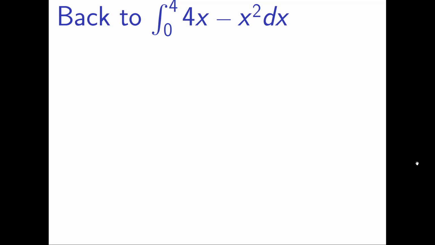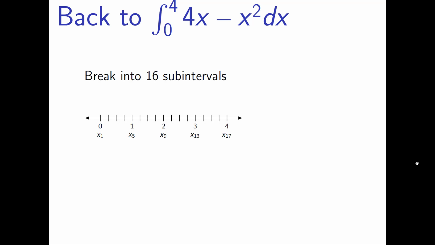Okay, so we'll go back to this integral that we saw at the start now. We're going to integrate from 0 to 4 of 4x minus x squared dx. To do this, we're going to break the interval into 16 sub-intervals. We saw it previously, we broke it into 4, now we'll break it into 16. So to go from 0 to 4, we're going to label 0 as x1, go all the way up to 4, which is going to be x17, and then each of the xi's we can simply find as x1 plus (i minus 1) times delta x.